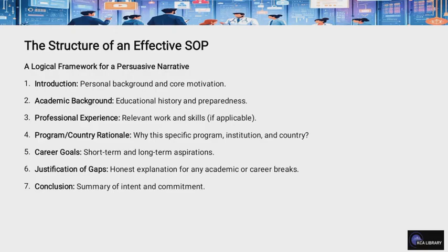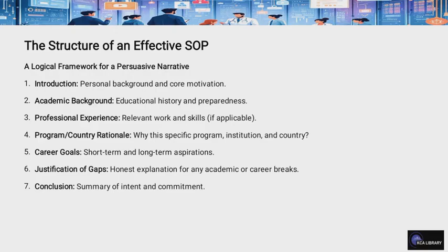The structure of an effective SOP is actually a logical framework for a persuasive narrative, and these include the introduction, talking about personal background and core motivations. The next is academic background, the educational history and preparedness. The next is professional experience, which deals with relevant work and skills if applicable. Another is the program or country rationale, and this talks about why this specific program, institution, and country.